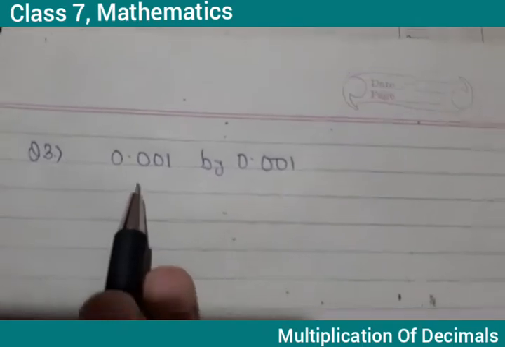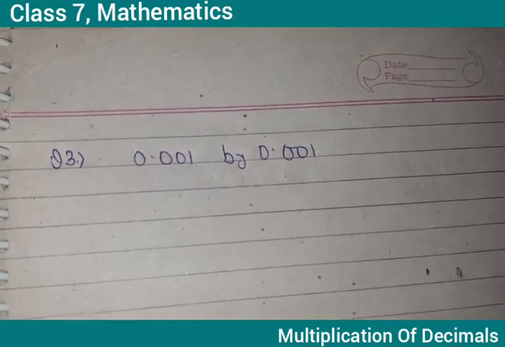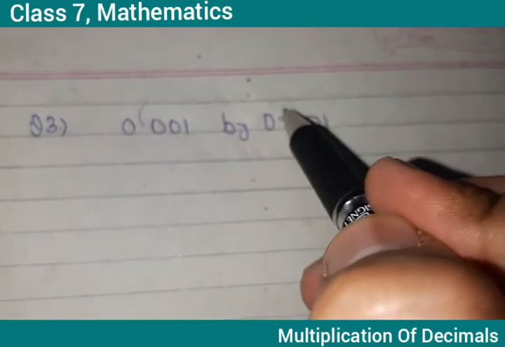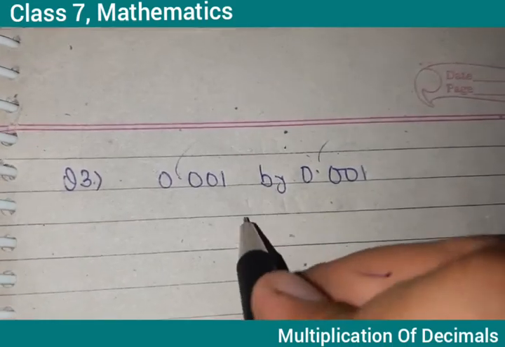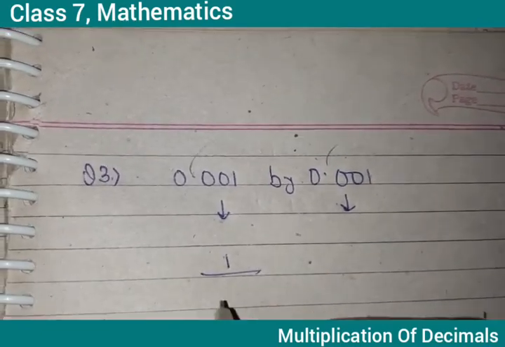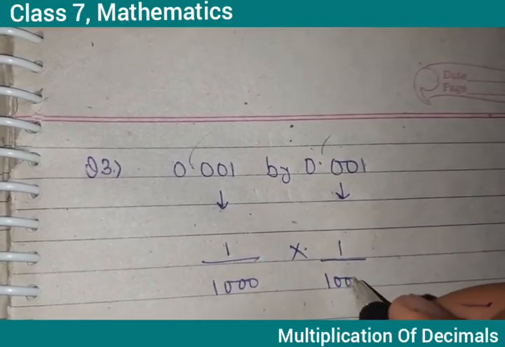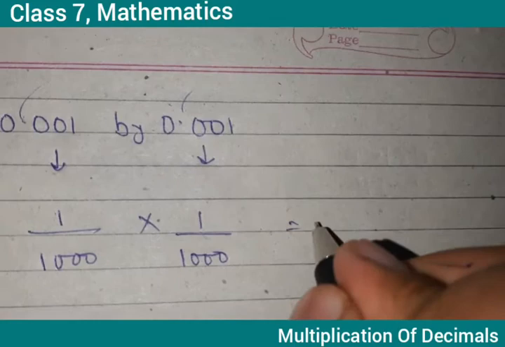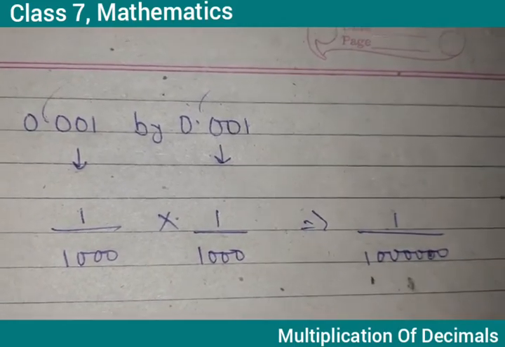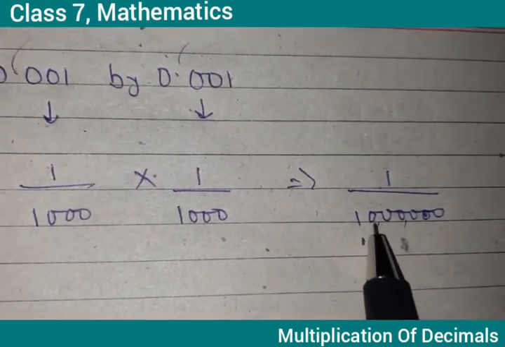Now the next question is 0.001 into 0.001. Now see, in such cases we will use the old traditional method, that is removing the decimal and placing the number of zeros respectively. So it will be 1 upon 1000 into 1 upon 1000. That means the final answer will be 10 lakh. Okay, 1 and 6 zeros: 1 2 3 4 5 6.